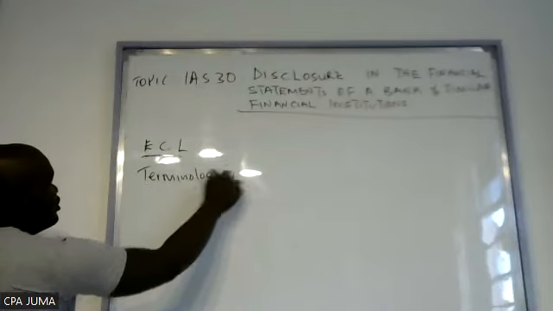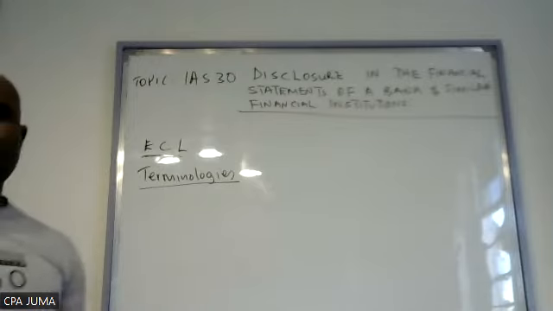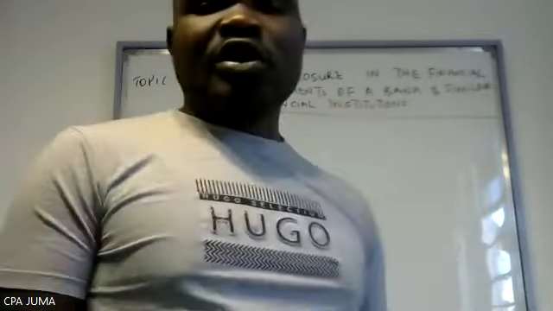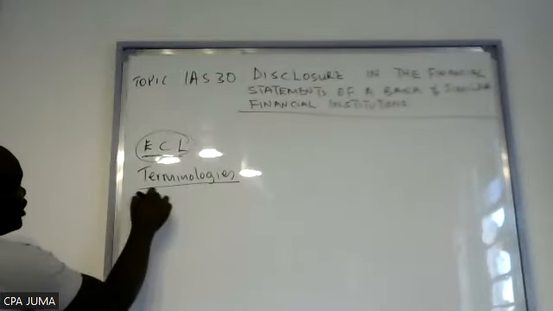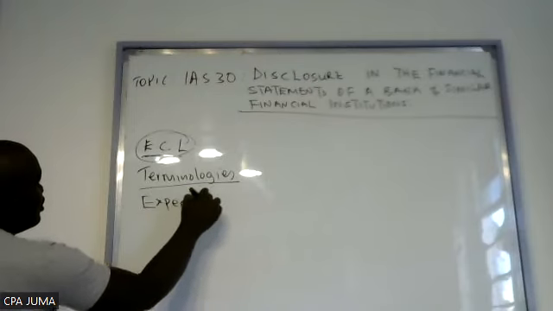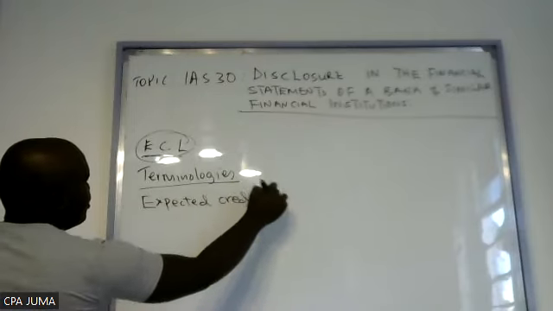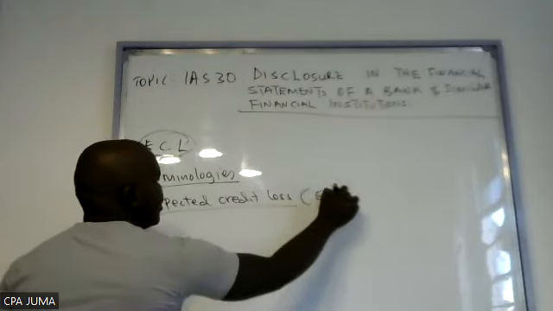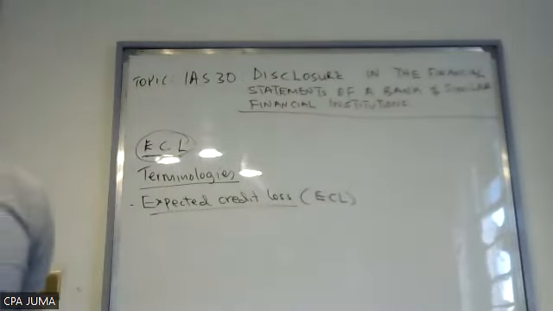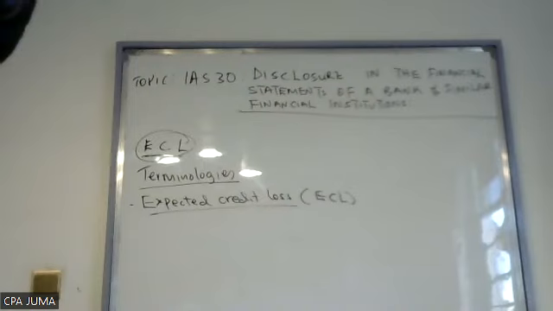Terminologies. There are some terms which we can just brush off. Number one terminology is this one here. Let me start with this. Expected credit loss. We'll be calling this one most of the time ECL. So write your word ECL. Expected credit loss, popularly known as ECL.